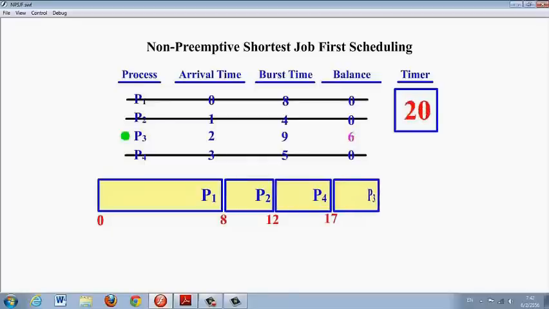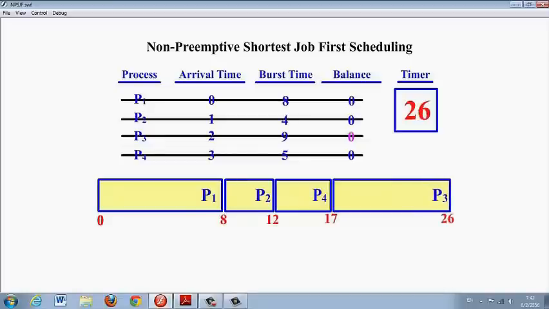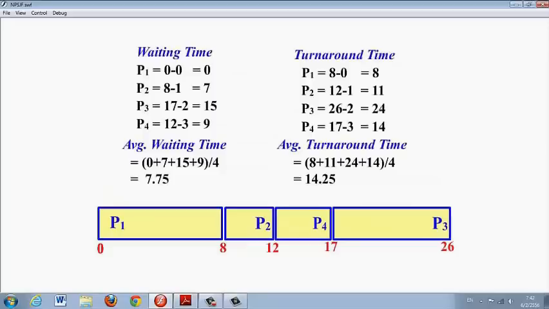So now it's our time to calculate turnaround time and average waiting time for this whole schedule. For P1, the waiting time will be 0 minus 0, that is 0. For P2 it would be 8 minus 1, that is 7. And for P3 it would be 17 minus 2, that is 15. And for P4 it would be 12 minus 8, equals 9. So the average waiting time would be (0 + 7 + 15 + 9) / 4.